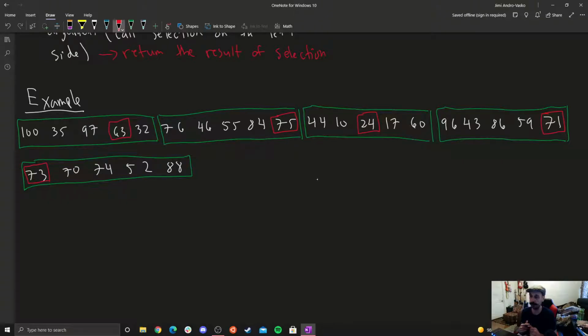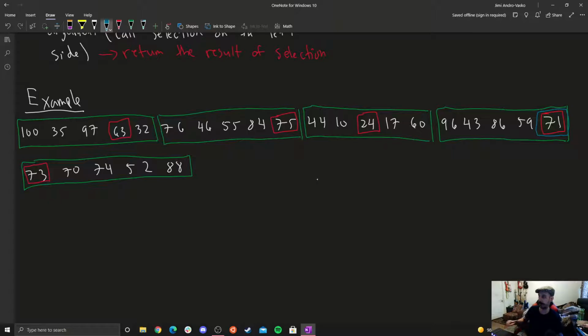So what's going to be the median of these? Well, 24, 63, so 71 is going to be the median. I'll go ahead and use blue to box this in once more. So this will be the median of medians, which is 71.